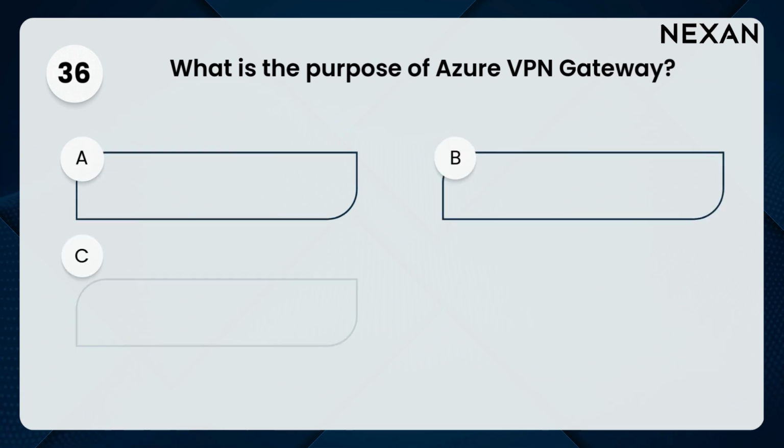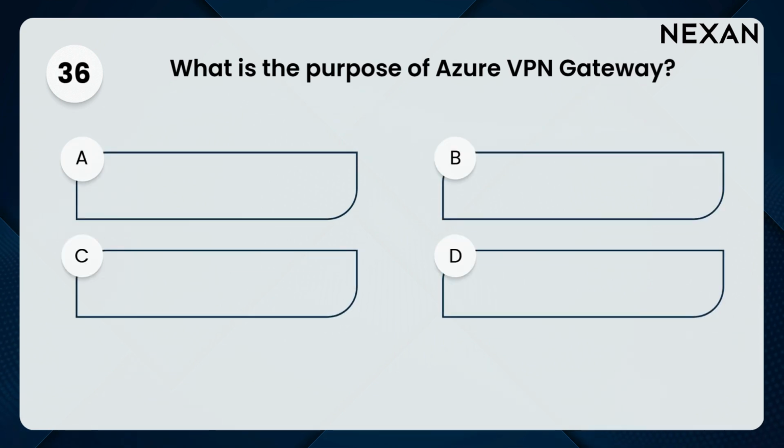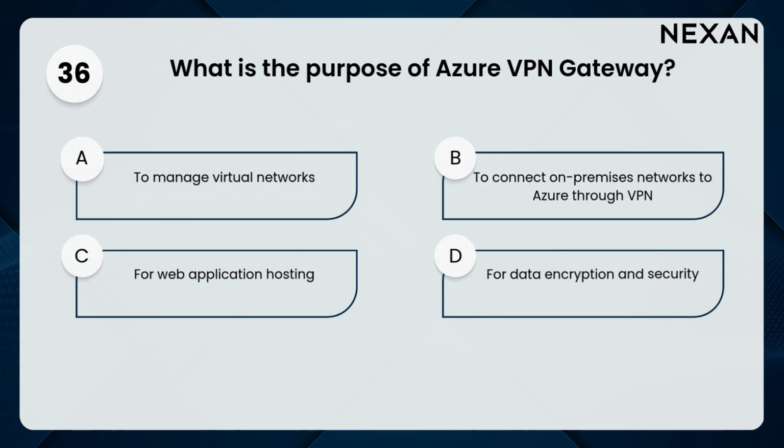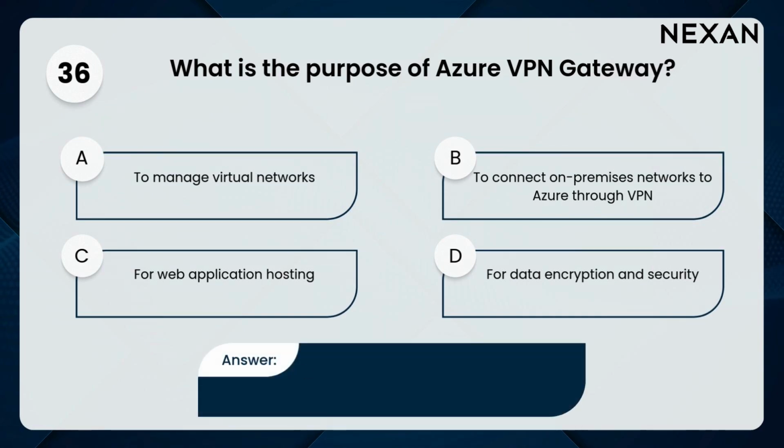36. What is the purpose of Azure VPN Gateway? A. To manage virtual networks. B. To connect on-premises networks to Azure through VPN. C. For web application hosting. D. For data encryption and security. Answer. B. To connect on-premises networks to Azure through VPN.